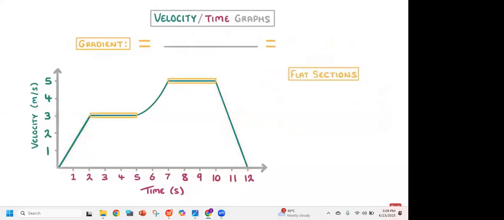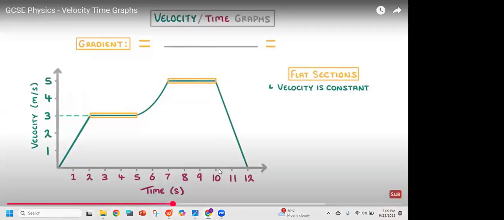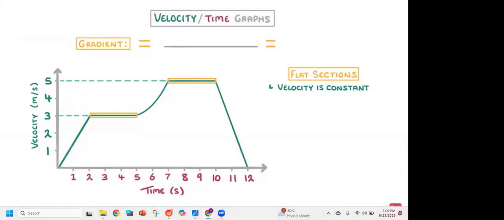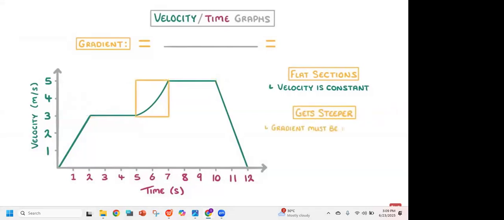Now, flat sections of the curve have a gradient of 0, and so aren't accelerating at all, which means that their velocity is constant, because it's not increasing or decreasing. So to find the velocity during these stages, all we have to do is look at the y-axis. So in this second stage, the velocity would be 3 meters per second, and in this fourth stage, it would be 5 meters per second. If the curve gets steeper, like in this third stage, the gradient must be increasing. And so this means that the rate of acceleration is increasing as well.